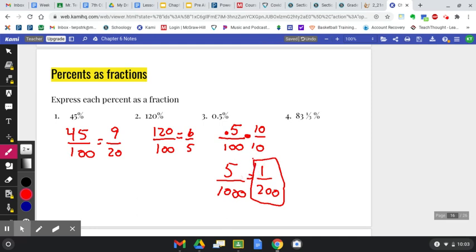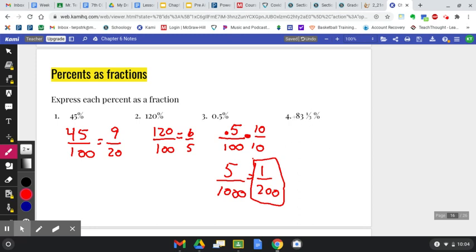Now, let's just think about that. 1% would be 1 out of 100, and so half of that would be 1 out of 200. So that makes sense, or that should make sense as the representation.